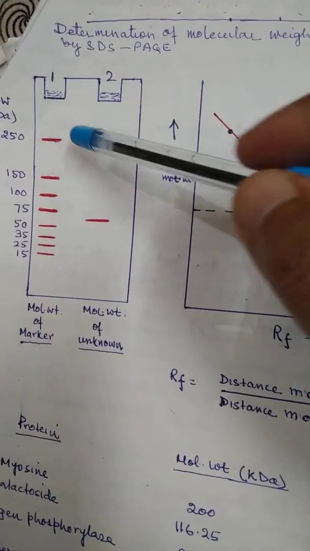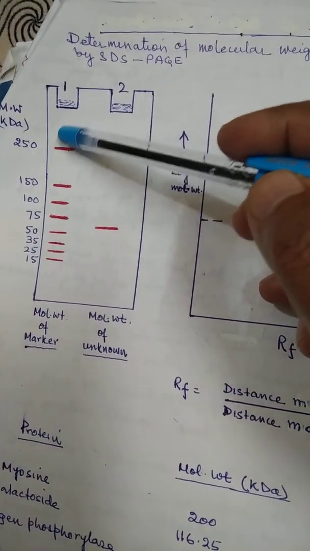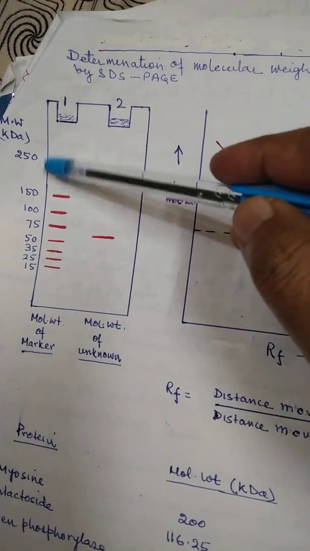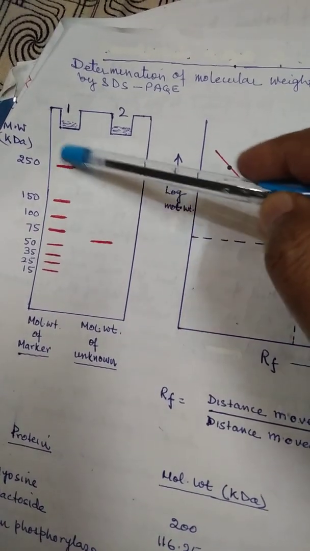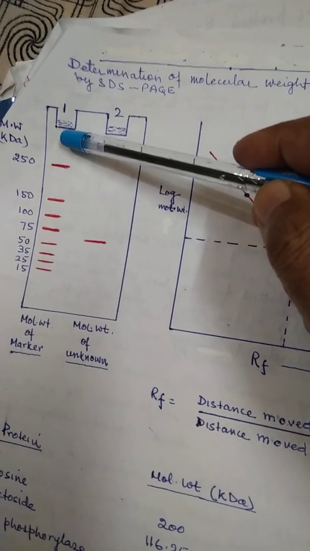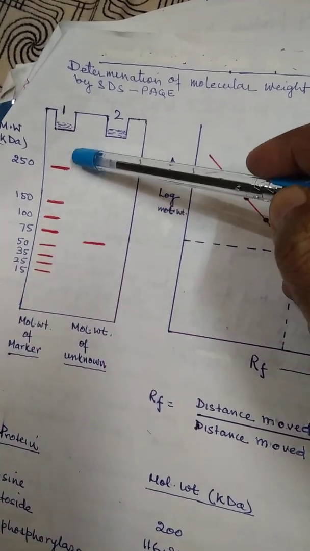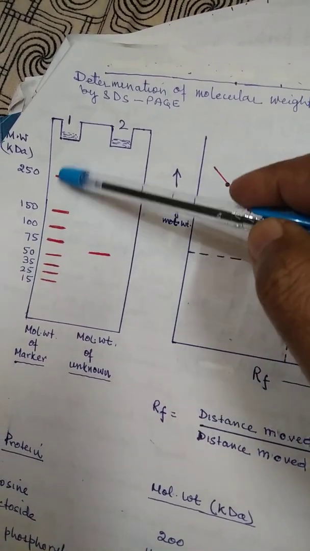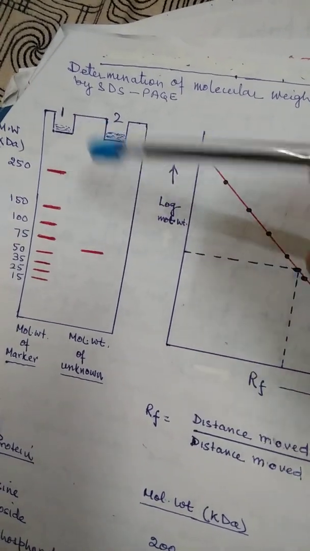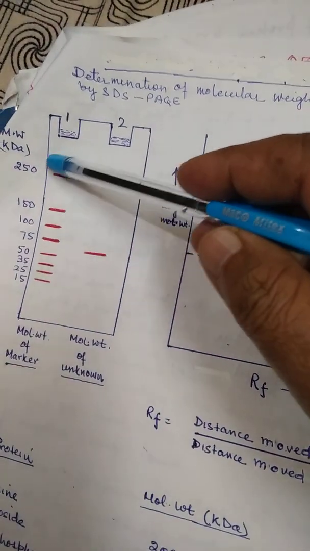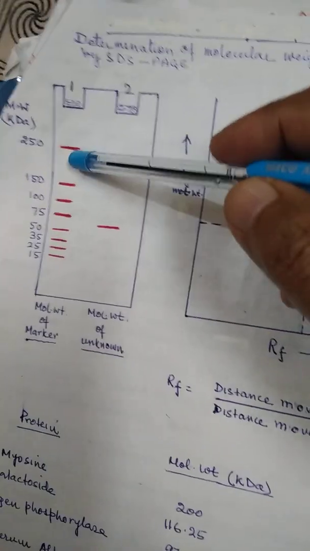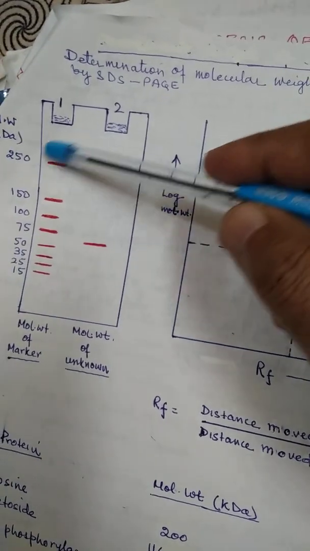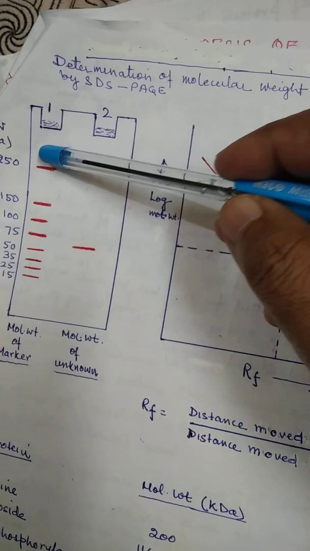So by dividing this value by this value, we get the RF value. Suppose we have to determine the RF value of this protein band. By dividing this distance by this distance, we get the RF value for this protein. In a similar way, we get the RF value for all the protein molecules, and by determining the RF value of each protein, now we know the RF value as well as the molecular weight of each marker protein.